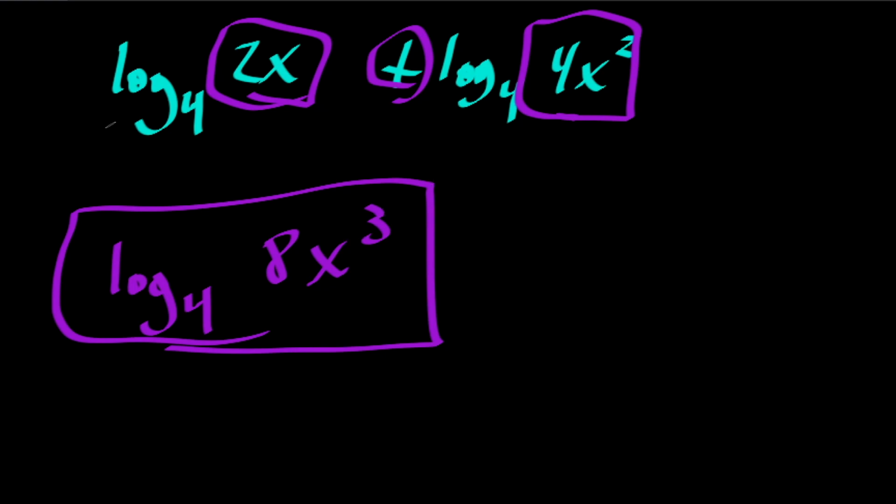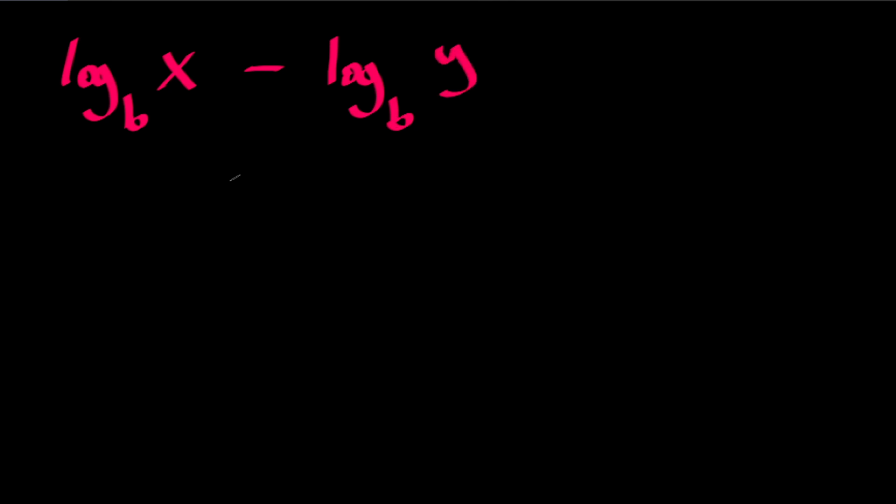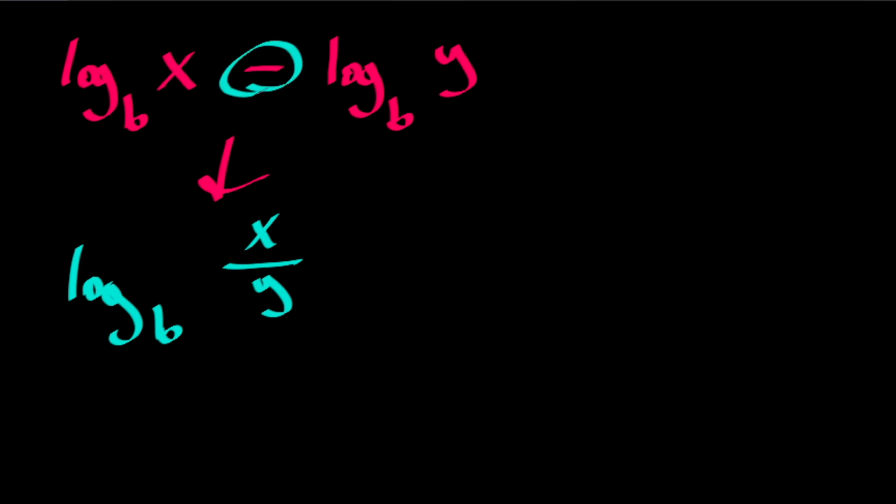So let's move on to the next property, which is called the quotient property, which if you know what quotient means, it's pretty obvious. So if we have log base b of x minus log base b of y, we could condense that and make it a single logarithm, log base b, and then we can take x and divide it by y.